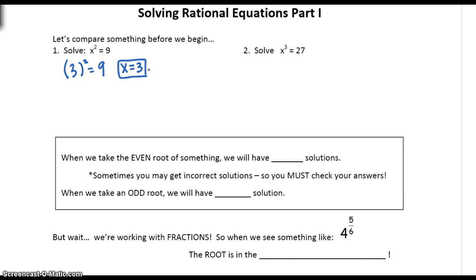But isn't there another solution here too? What other number when I square it gives me a 9? Negative 3. Did this back in the day. So negative 3 squared is also a 9. So x is equal to negative 3 also.